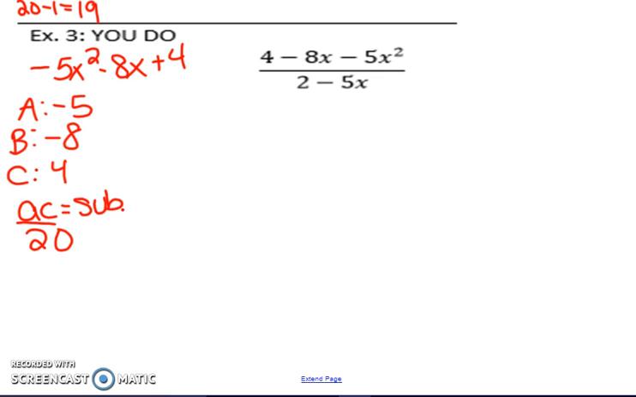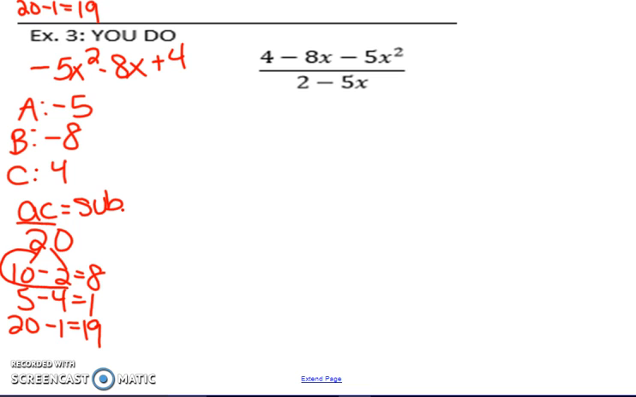I need to get to 20 again. I have 10 minus 2, which gives me 8. 5 minus 4 equals 1. And 20 minus 1 is 19. Well, I need a negative 8, so I am going to use the 10 and the 2. However, instead of saying 10 minus 2, we're going to flip it and do 2 minus 10, so we get our negative 8. Well, now I have negative 5x squared minus 10x plus 2x plus 4.